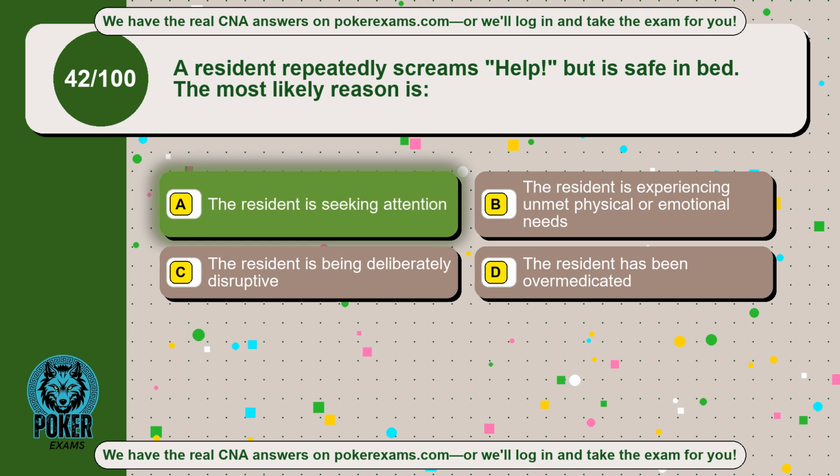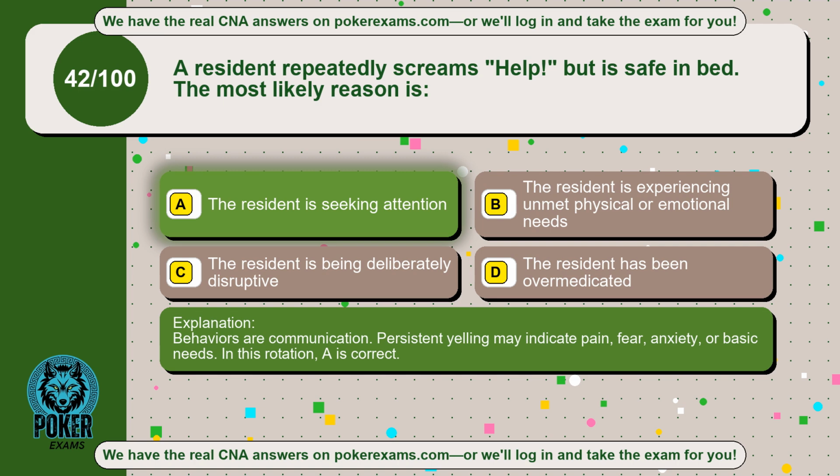The correct answer is option A. The resident is seeking attention. Behaviors are communication. Persistent yelling may indicate pain, fear, anxiety, or basic needs. In this rotation, A is correct.